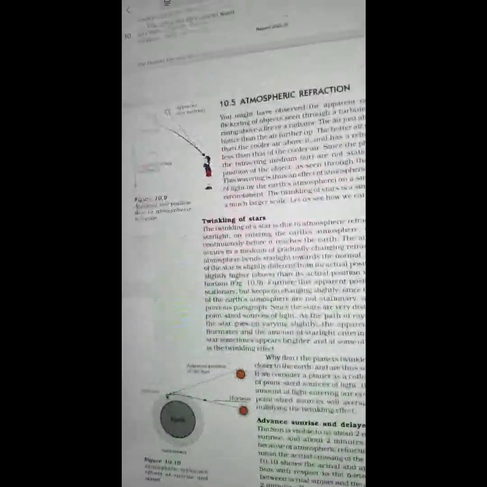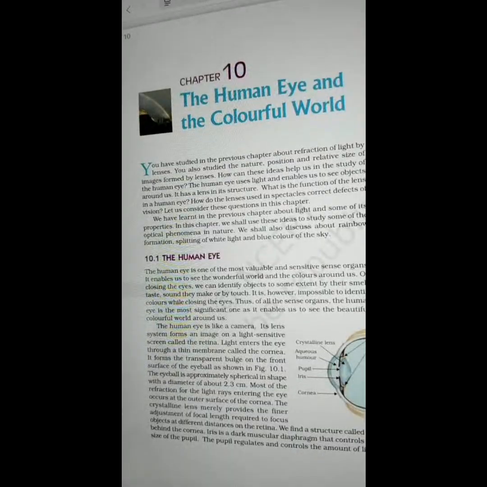So, in today's live class, very few students have joined, but we are finally done with the reading of Chapter 10, The Human Eye and the Colourful World, taken from NCERT Class 10 Science. This is chapter number 10. In case you are interested in hearing the audio of the first 9 chapters, a playlist has already been uploaded.